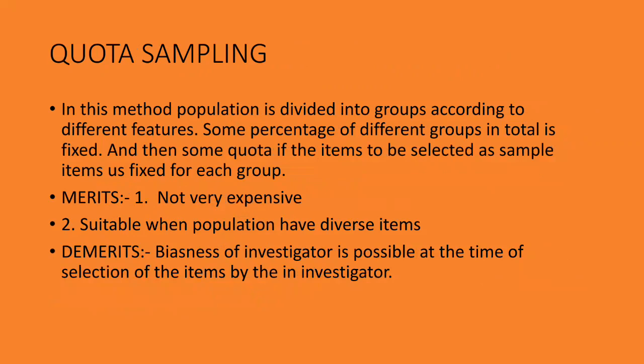Next method is quota sampling. In this method, population is divided into groups according to different features. Then some percentage of different groups in total is fixed. For example, out of the total population, we have to make groups including 20% of the items. Then 5 groups will be formed. And then some quota of the items to be selected as sample items is fixed for each group. Then out of each group, we'll select 10% as our samples. Then from each group we'll collect 2 students.